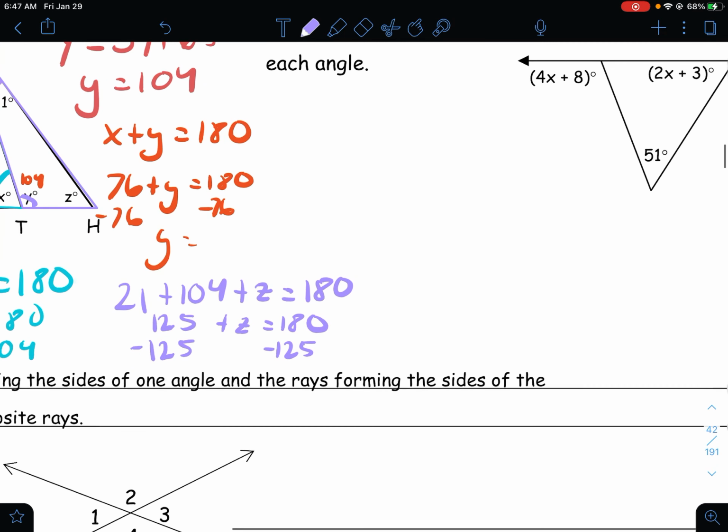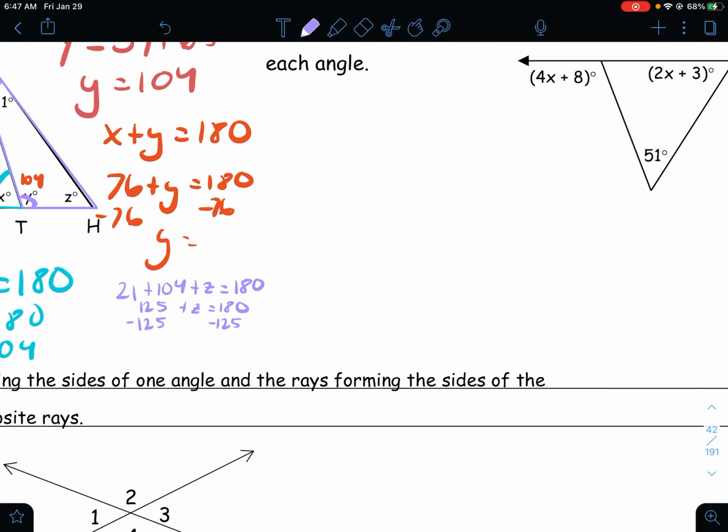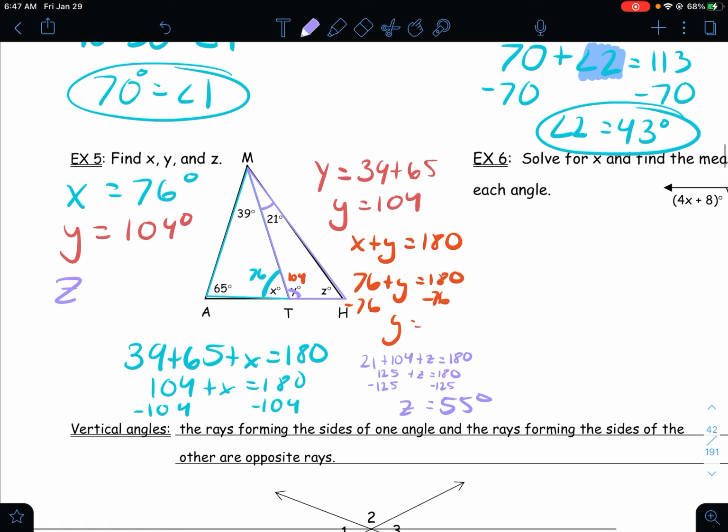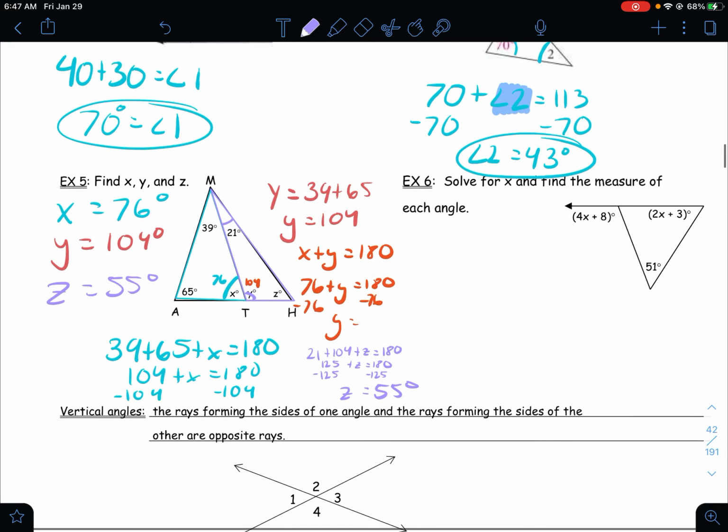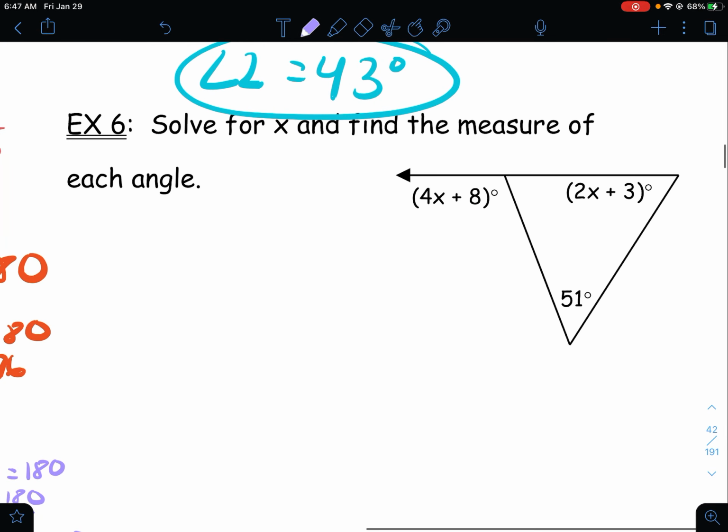And we get that, let's see, I am kind of running out of space here. We'll make it tinier. We get that z, 180 minus 125, is 55 degrees. So we could say that angle z is equal to 55 degrees. All right, we're making progress, guys. You're doing good. All right.